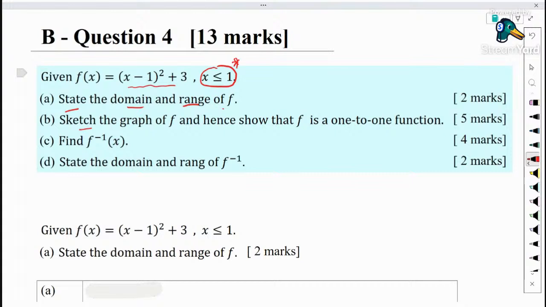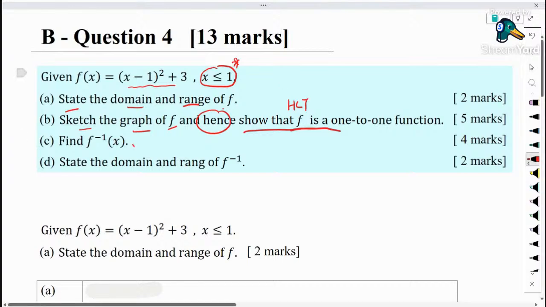Then next, they ask you to sketch the function of f and then show that f is a one-to-one function. So sketch graph and then hence show one-to-one. That means in here, you can only use the graphical method, which is the horizontal line test only. You're not supposed to use algebraic methods at all because it's a guided question.